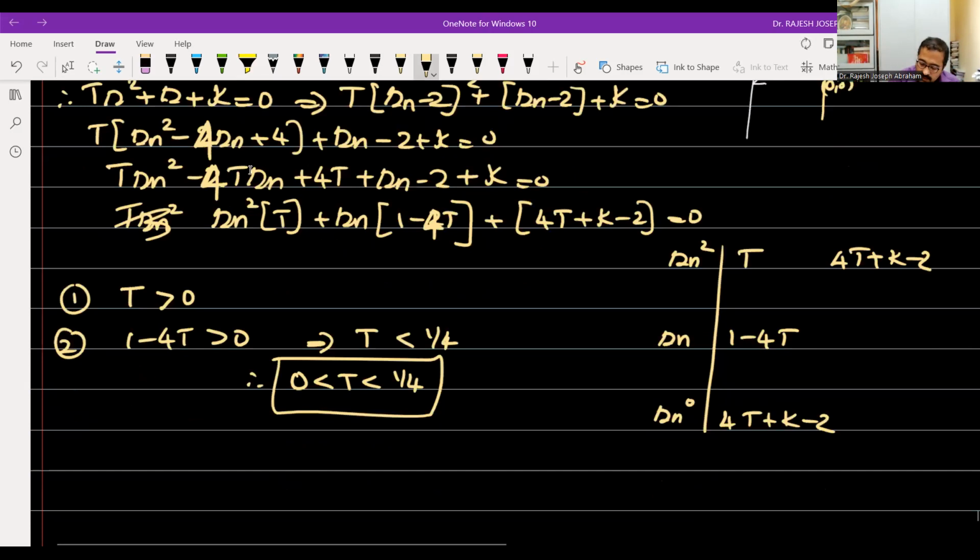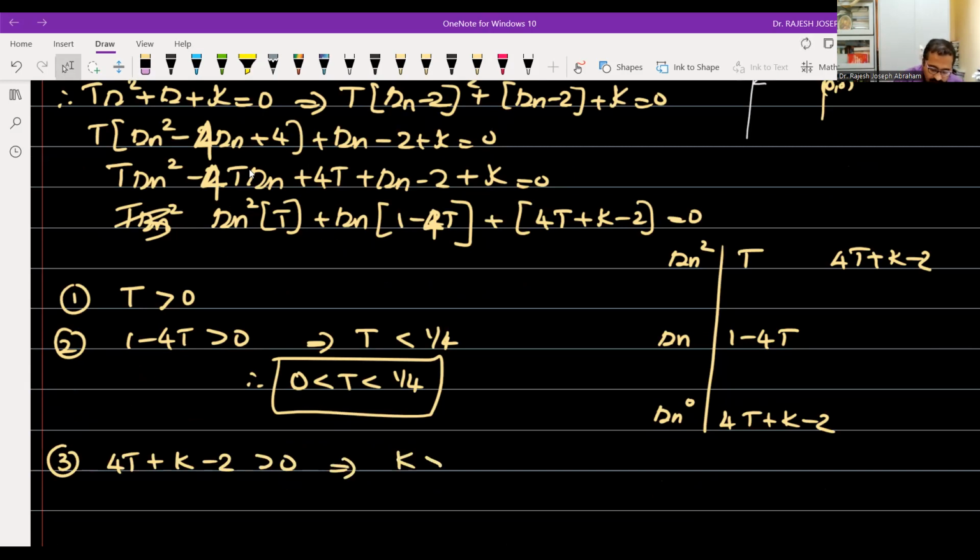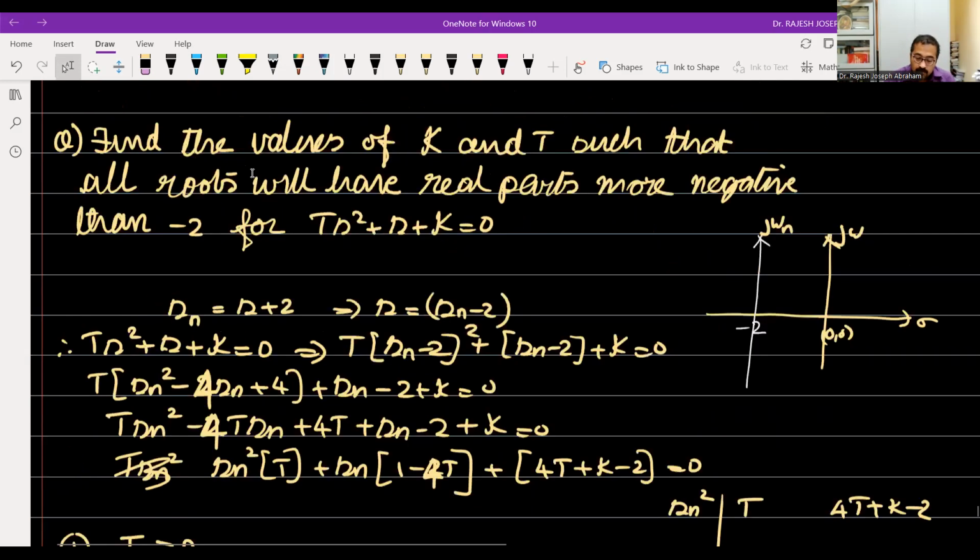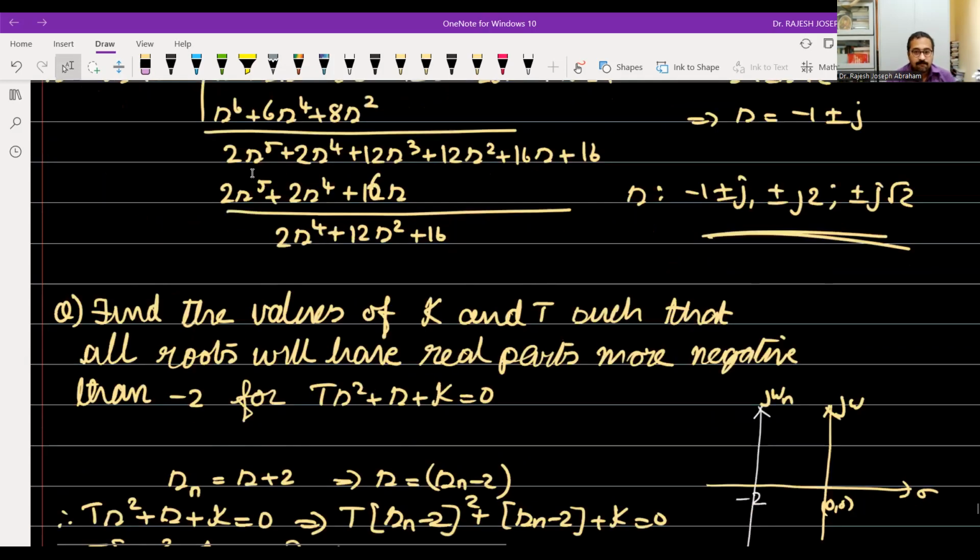Okay, now coming to the third condition. What is that? 4t plus k minus 2 should be greater than 0. Or what should be k? k should be greater than 2 minus 4t. Okay, so these are the two conditions so that the system will have roots more negative than minus 2. Okay, I hope it is clear to all.